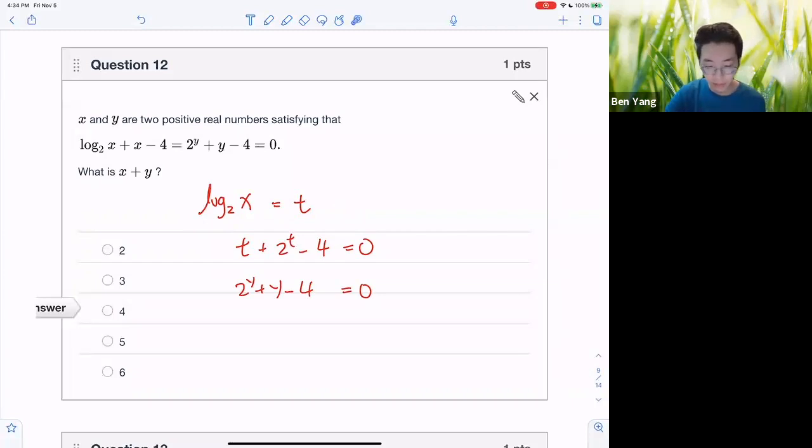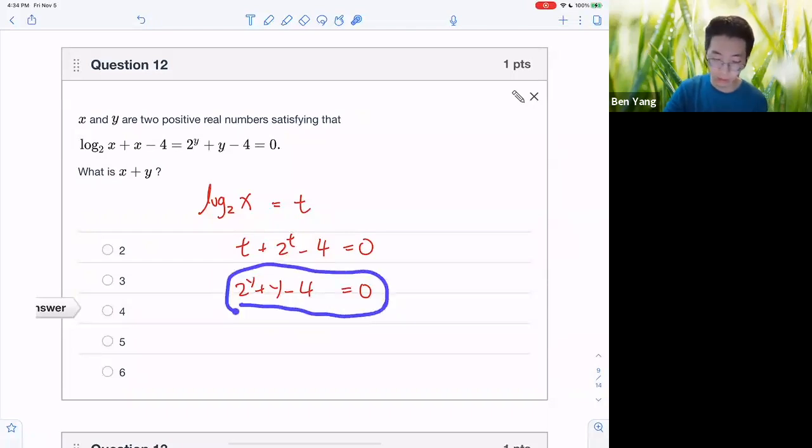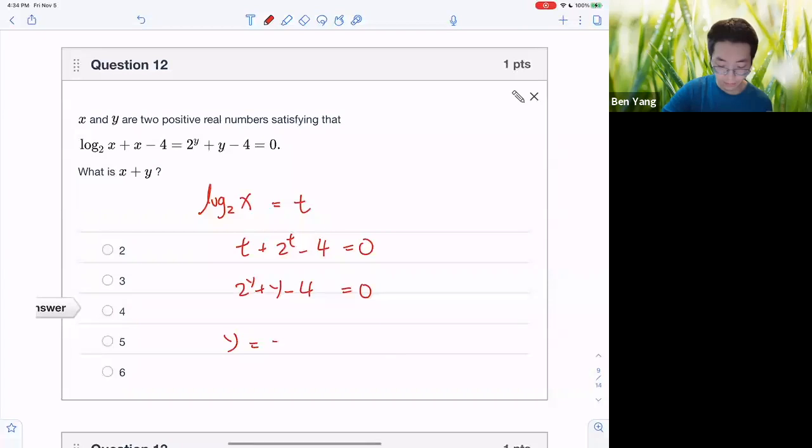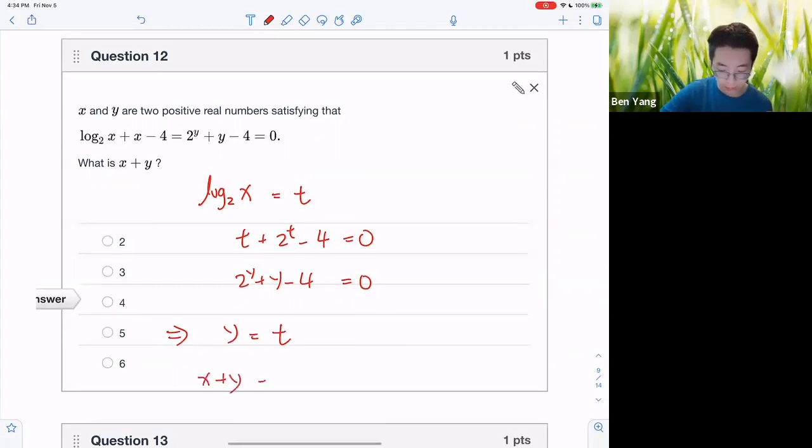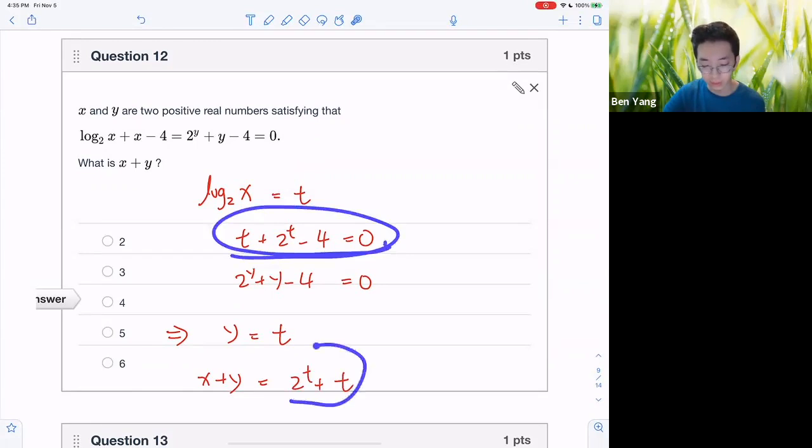If you look at this equation, there's only one solution, because y plus 2 to the power of y is increasing when y is positive. So this should only have one solution. But now both y and t satisfy this equation. That just means y should be equal to t. Now, what is x plus y? We know x is 2 to the power of t and y is t, but t is a solution to this equation, so the value should be just 4.